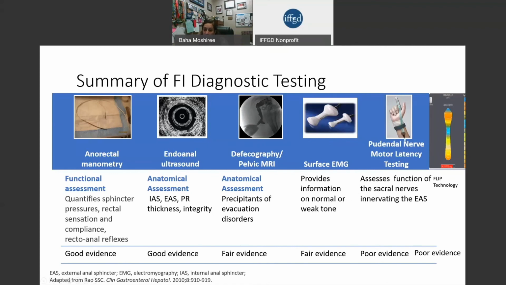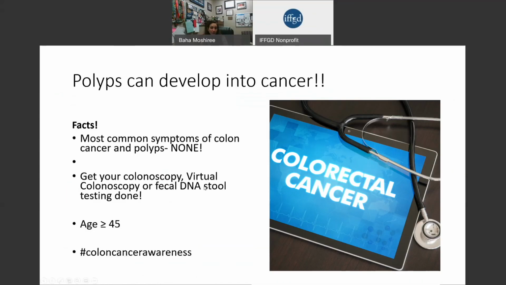Then there's pudendal nerve motor latency, which we didn't talk about, which is a way to assess the sacral nerve function, especially in diabetics. And then there's new stuff like this little depiction here that looks like a wine glass that's flipped, but for the rectum, where we actually evaluate if the rectum is able to distend adequately. Some patients have poor compliance and the rectum is not able to distend appropriately.